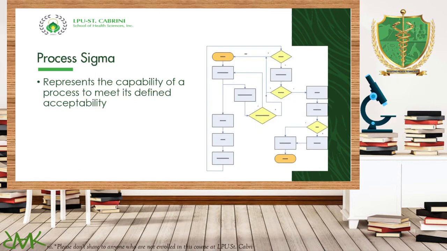Now, the process sigma represents the capability of a process to meet its defined acceptability. Process sigma is usually represented as a number of defects per million opportunities, or what we call the DPMO. Again, process sigma represents the capability of a process to meet its defined criteria of acceptability. And take note, guys, that sigma represents the standard deviation away from the mean.